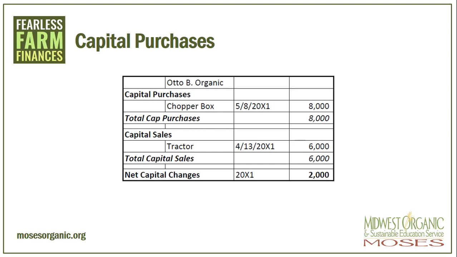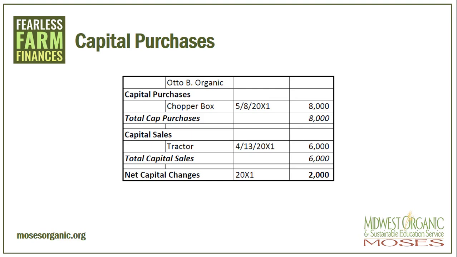So for instance, if we are talking about capital purchases, for this example, the farm purchased a chopper box for $8,000, but sold a tractor for $6,000. That means the net capital change is $2,000. Did this farm necessarily make $2,000?